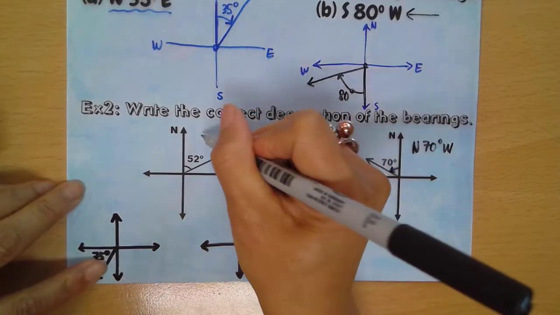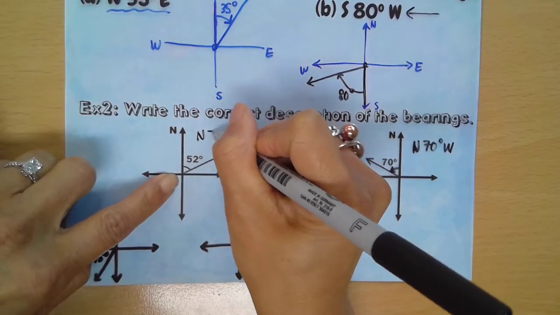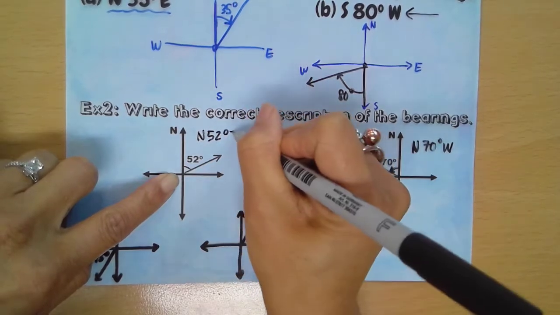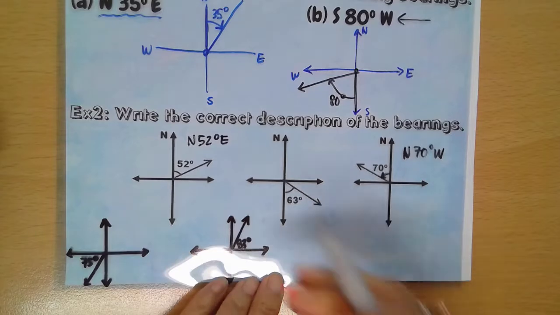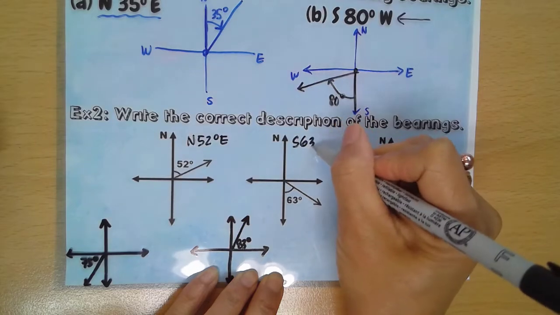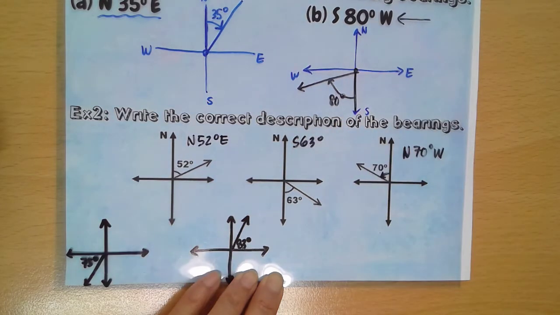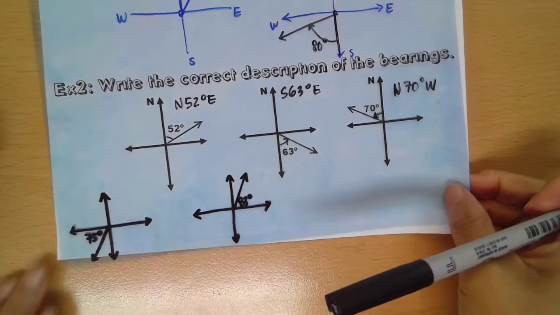Welcome back. I hope you wrote this one: you went up, so you went north 52 degrees, but you went east. This one here, you know that it's in the third and fourth quadrant, so that means you went south. How many degrees? 63 degrees. Which direction? To the east. I think the bottom two are a little bit trickier, so let's see how you did here.